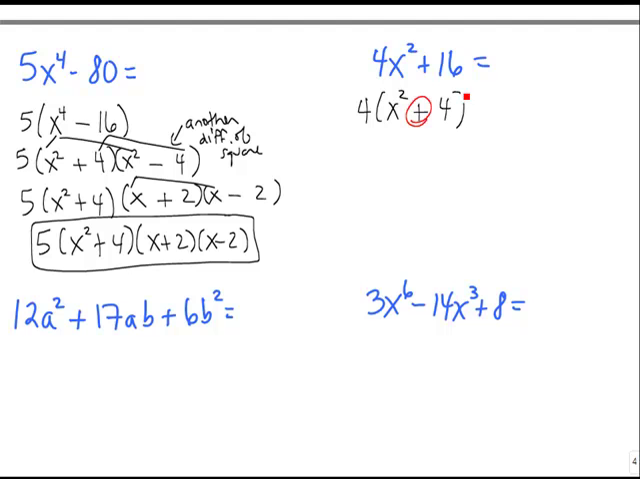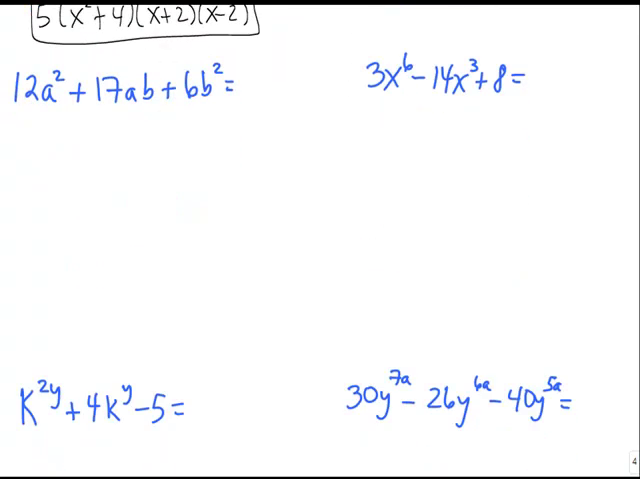So be careful, we can't factor unless we have a difference of squares, and this is a sum of squares. So we can't really factor this any further. The only thing we could do to factor it is pull out that 4, that GCF, and the rest has to stay the same. So that would be our final answer.